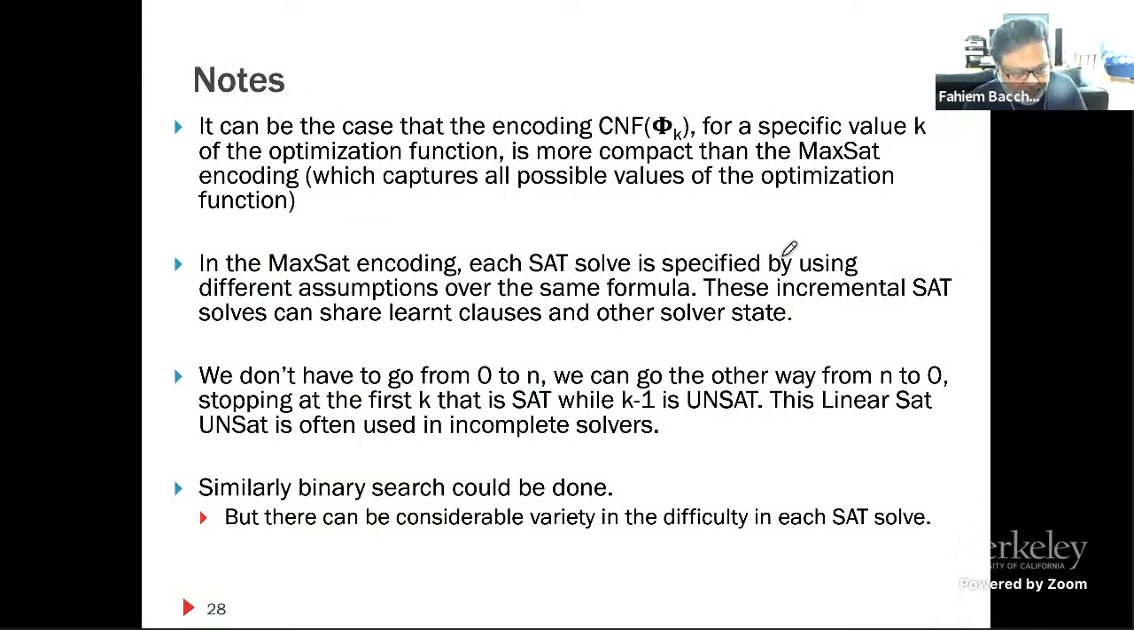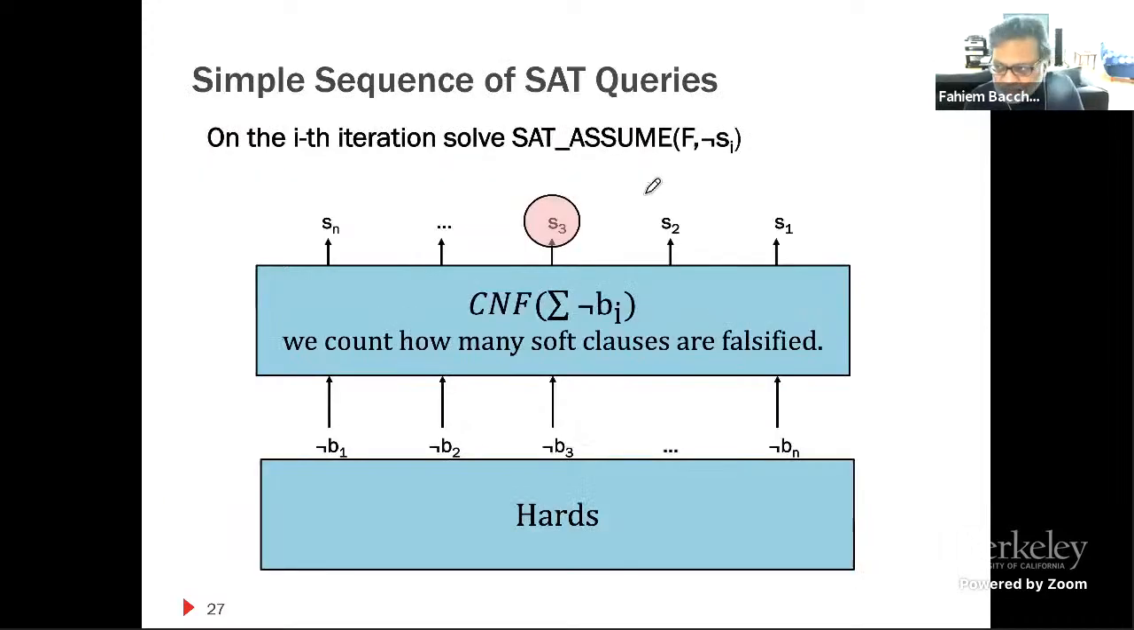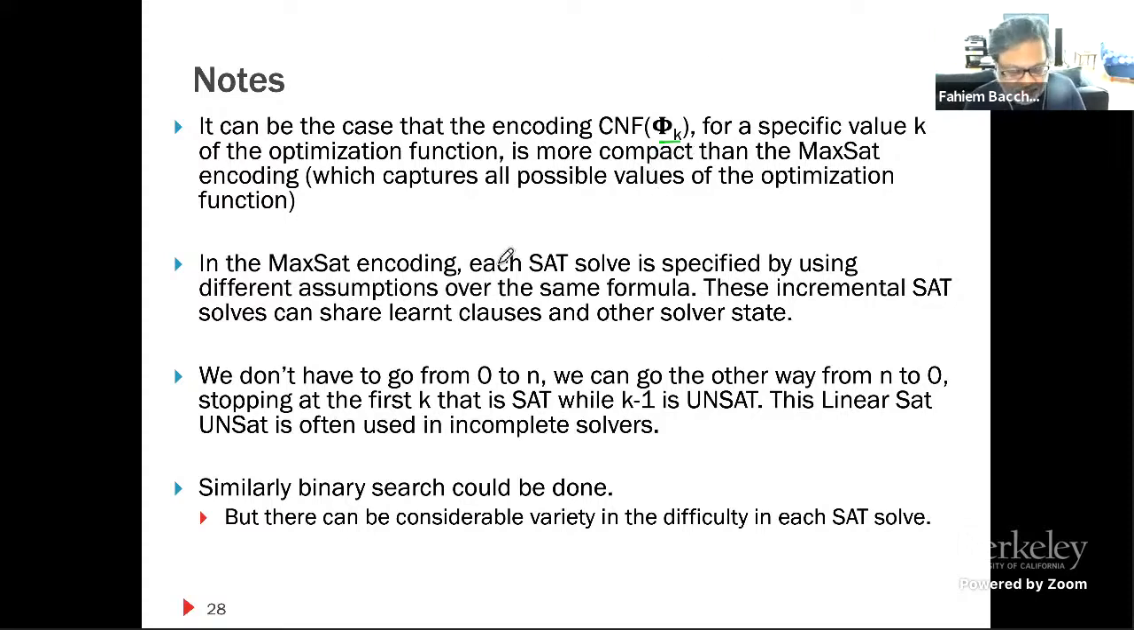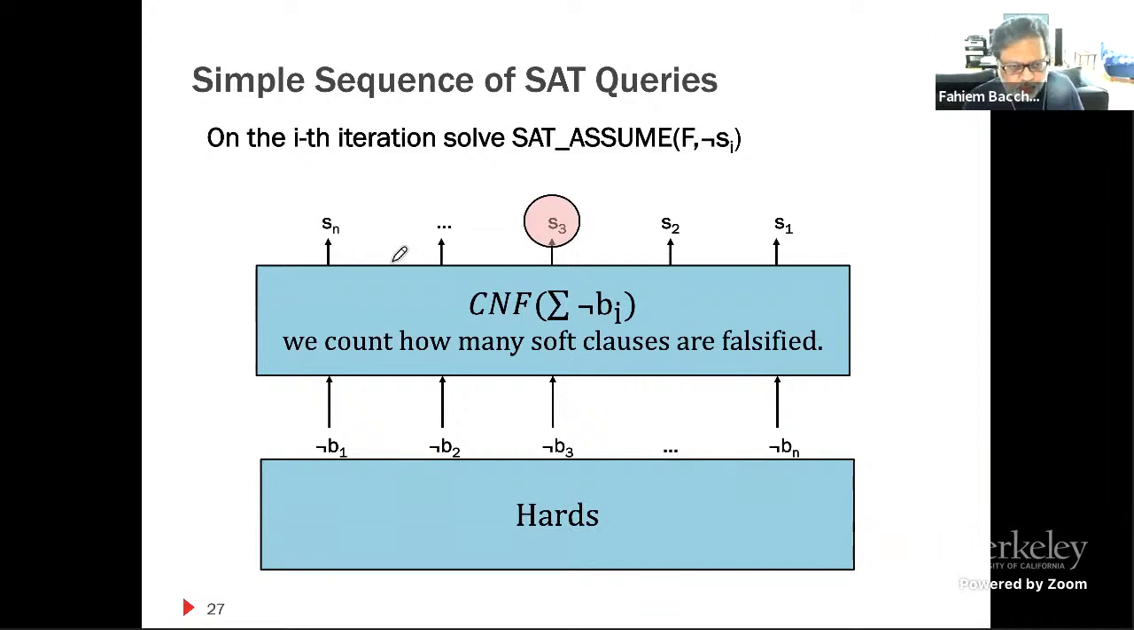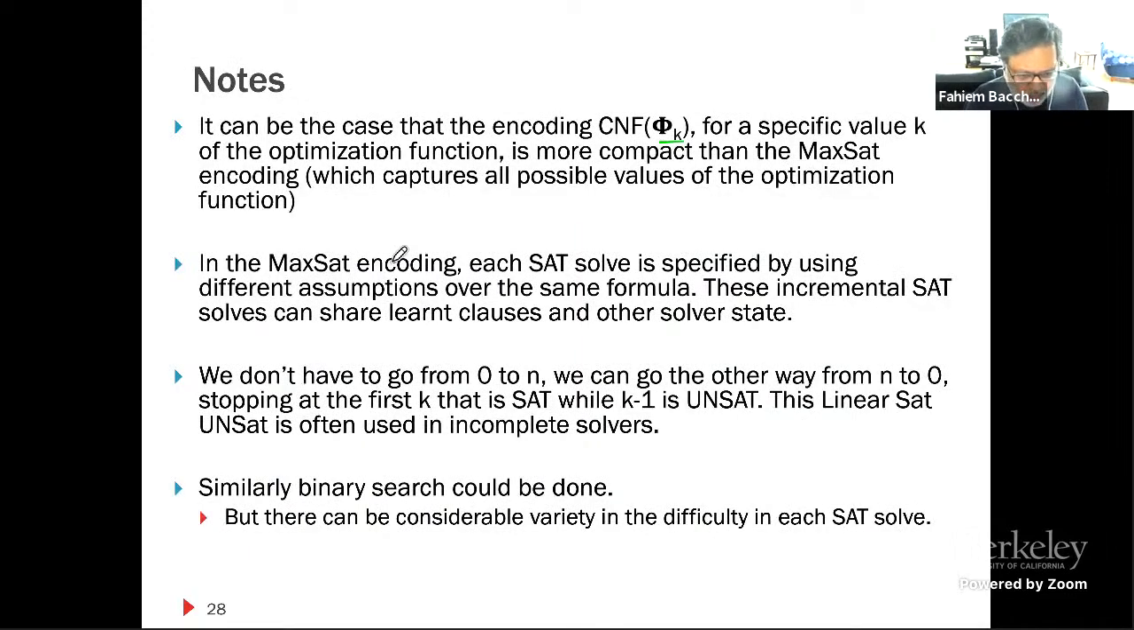Now, as I mentioned before, this may not be as efficient as encoding each one of these problems individually with a fixed value of the objective function. But in the cases where it is, it can be okay. And now, of course, you don't have to go from 0 to n as we did here. You can go from n to 0, or you can do binary search. You can do different sorts of searches for finding the value where you transition from SAT to unsat.